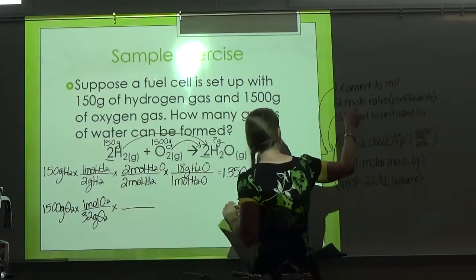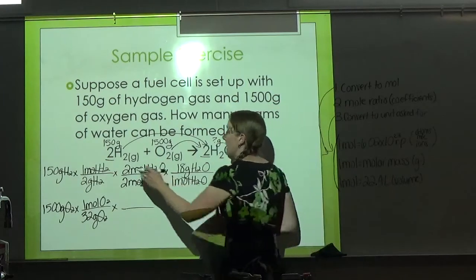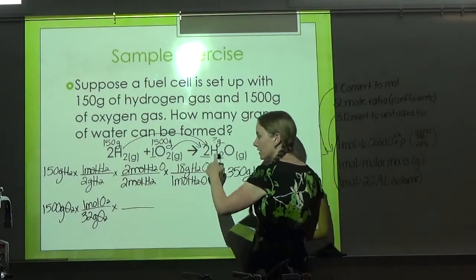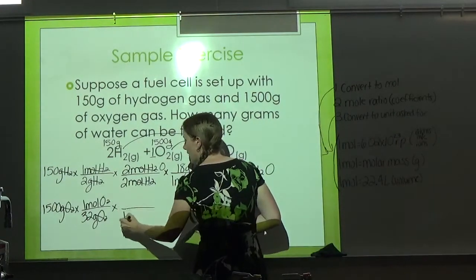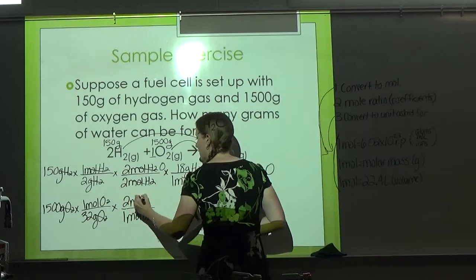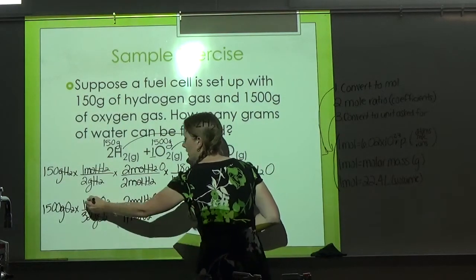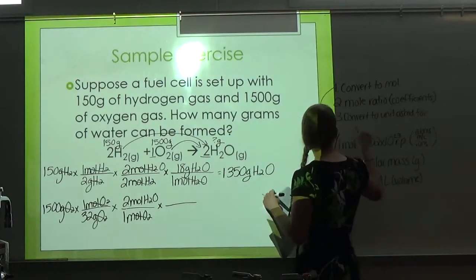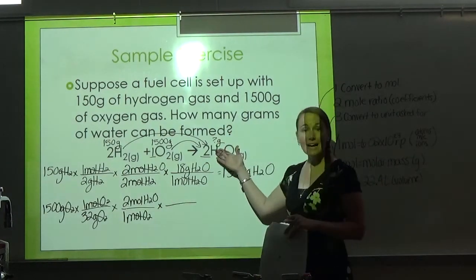Step 2 is mole ratio. All right, so I can see that 1 mole of oxygen makes 2 moles of water. Since moles of oxygen is on top, I'm going to put my 1 mole oxygen on bottom and my 2 moles of water on top. So my moles of oxygen cancel. And then last step is to convert to unit asked for. Well, again, I asked for grams of water.